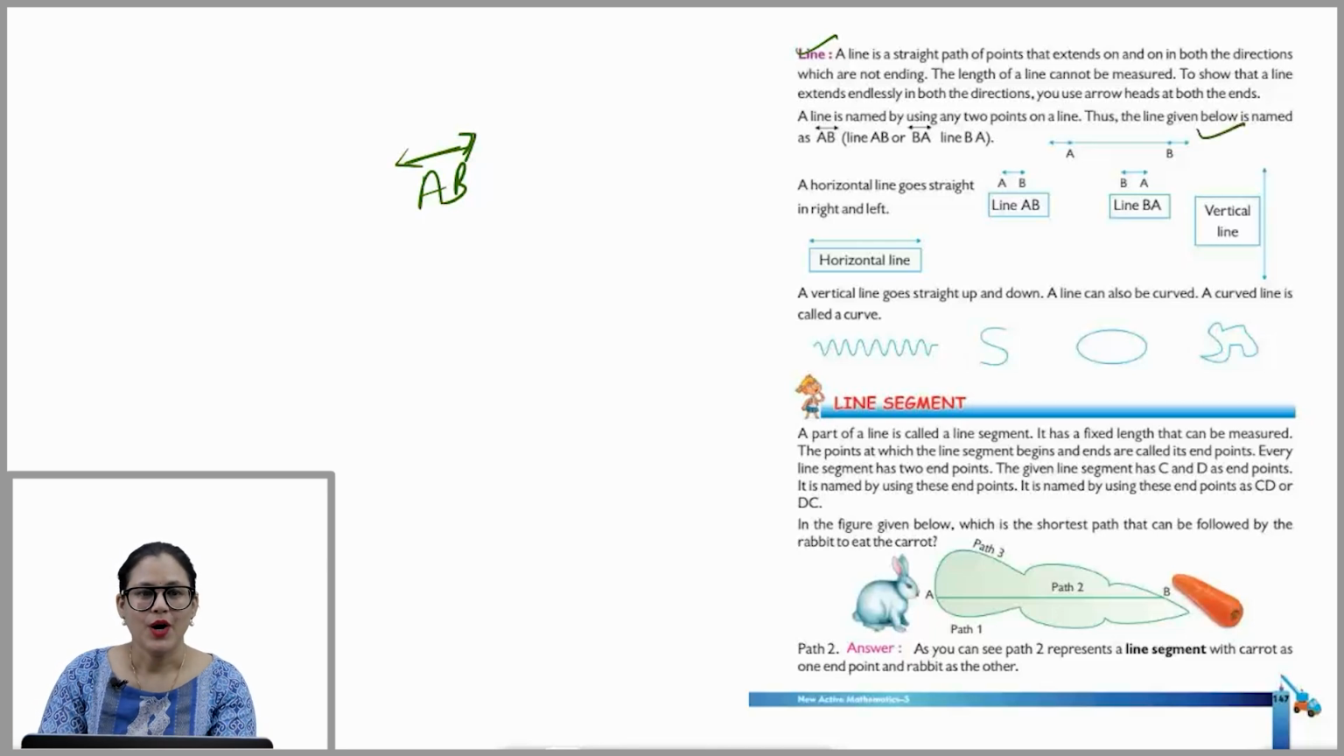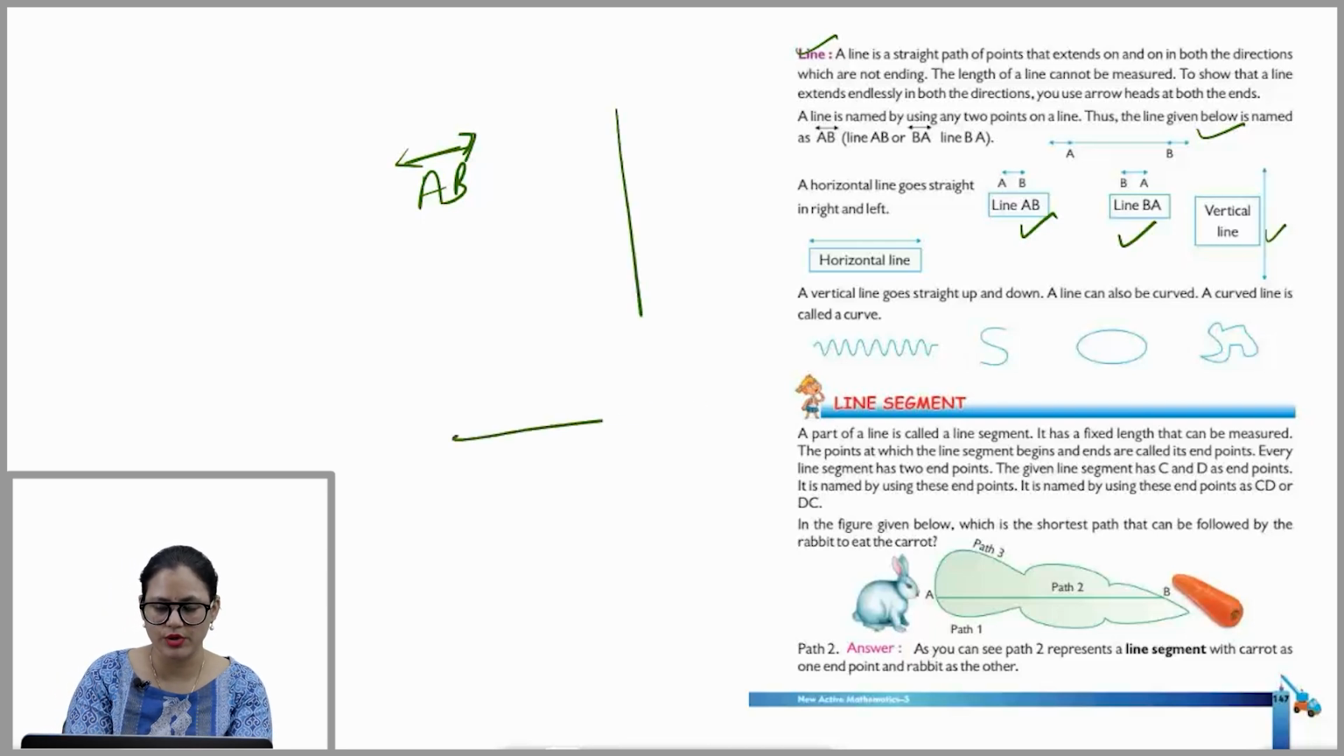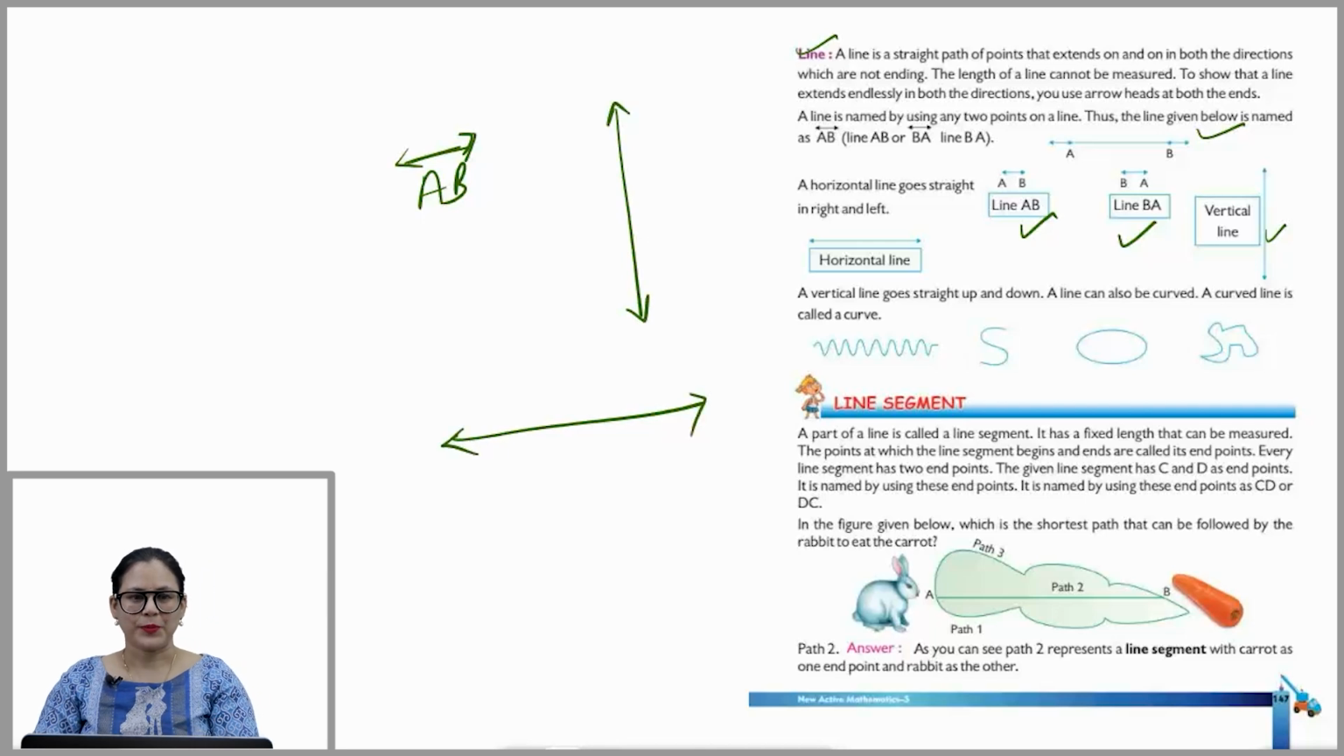See, this is a line. A horizontal line goes straight right and left. Okay, this is line AB, line BA, and this is a vertical line. This is a horizontal line, right? This is your vertical line, and this is the horizontal line. A vertical line goes straight up and down.